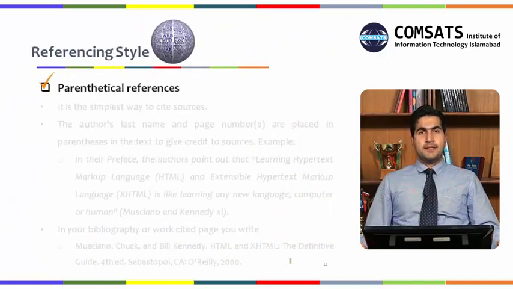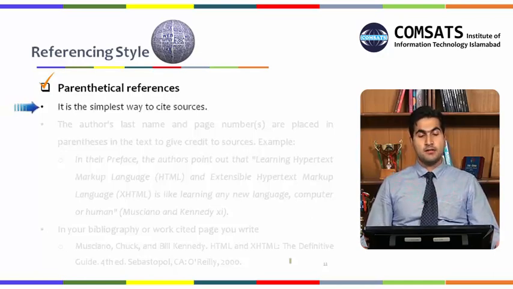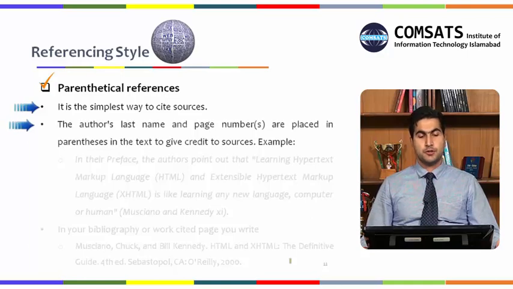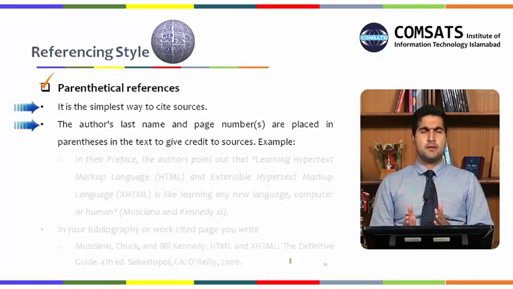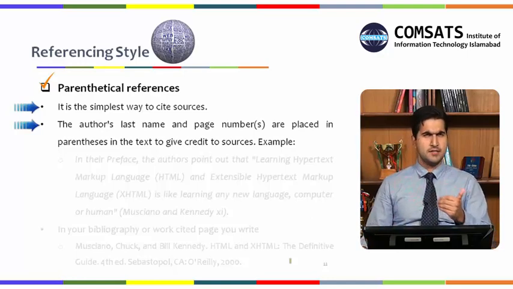Now coming towards the parenthetical references. As I have already defined, basically these are the simplest way of citing sources. What do you do basically? Author's last name and page numbers are placed in parentheses in the text to give credit to the source. There are page numbers, there are dates as well. So you'll see author-date and sometimes author-page system. So it varies minorly, not a major difference.